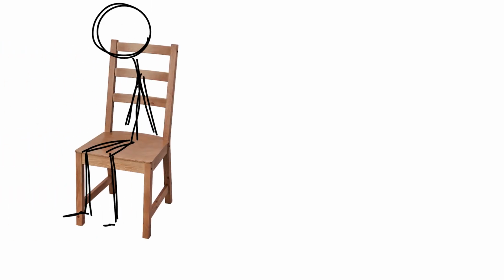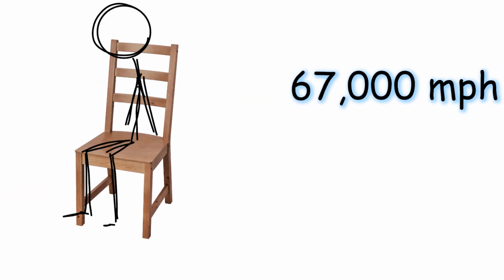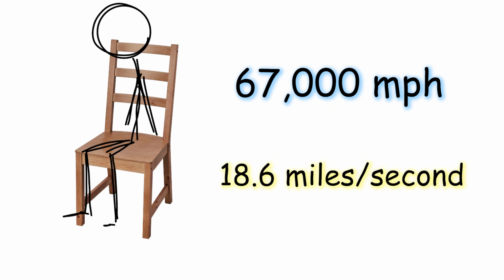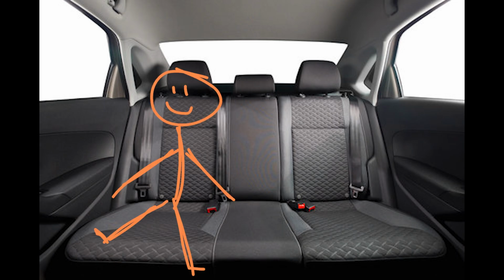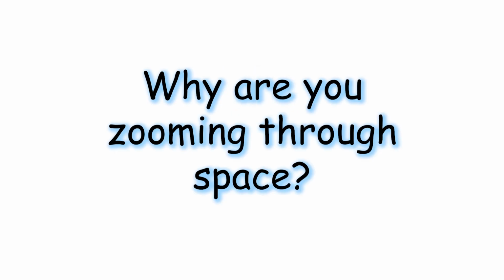As you sit on your chair listening to me speak, you are moving at a speed of 67,000 miles per hour, around 18.6 miles per second. Of course, you don't really feel it, because just like sitting in a moving car speeding at a constant velocity, the environment around you is moving along with you, making everything seem still relative to your point of view. But what exactly is the cause behind this high speed?